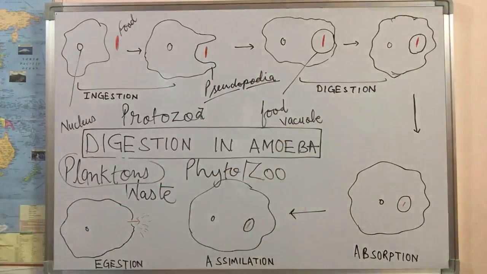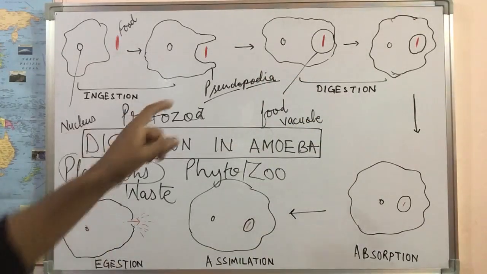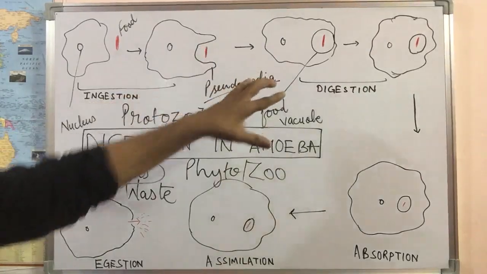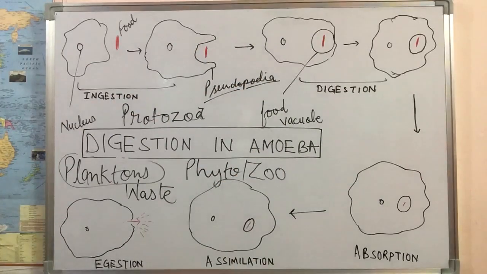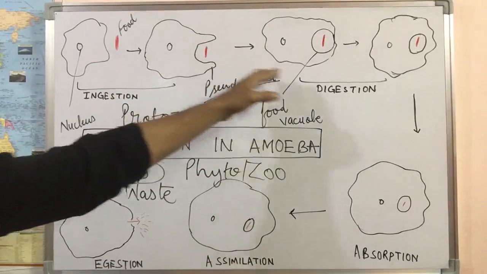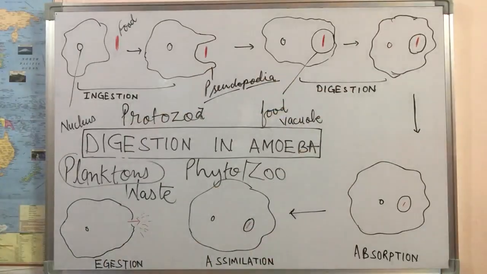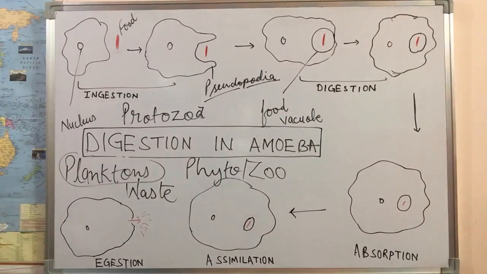Then we have the case of digestion. This particular food particle is eaten by amoeba inside a food vacuole. This is known as food vacuole. This term vacuole you have studied in class 9th. Then food is ingested. Ingestion is completed here. Then digestion: at this place, various enzymes attack or digest the food eaten by amoeba. So this was digestion. Then our next step is absorption.